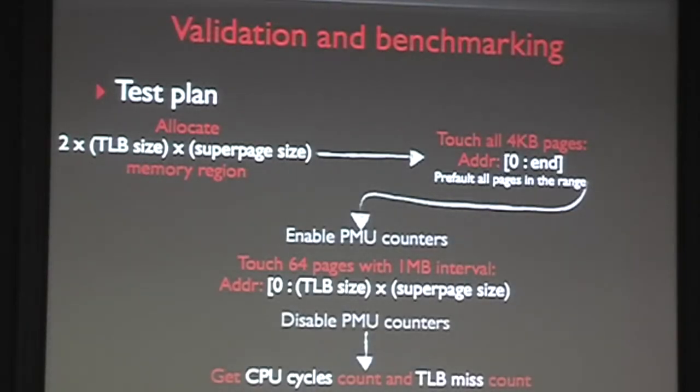And the test was performed as displayed on the screen. First I allocated the memory, then I touched all the 4 kilobyte pages within that area. Effectively, when Superpages were enabled, I created Superpages in the process. Then I enabled PMU counters and touched 64 pages with 1 megabyte interval in the area from 0 to 64 multiplied by Superpage size, and disabled PMU counters.